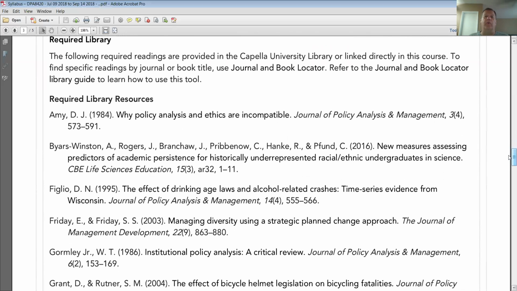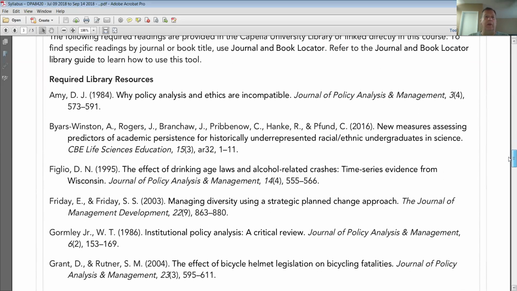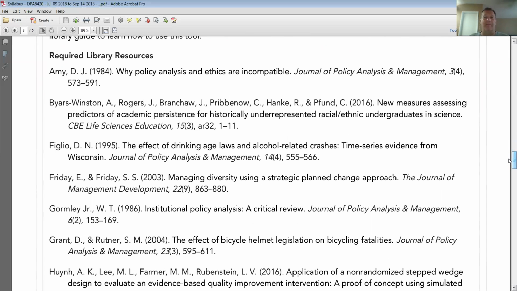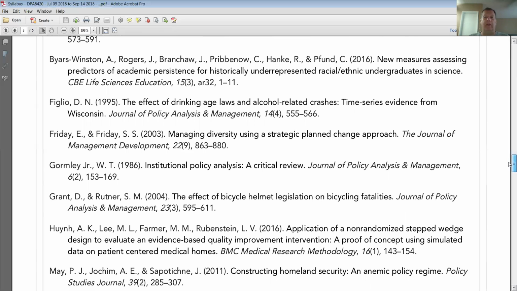As you are going through the course and preparing your policy analysis brief for your chosen policy topic, you will also come across some other resources that will be very useful for you. We've included some of those resources here in the syllabus. Again, these are just some basic articles in policy analysis that will be very useful as you do your readings throughout the course.